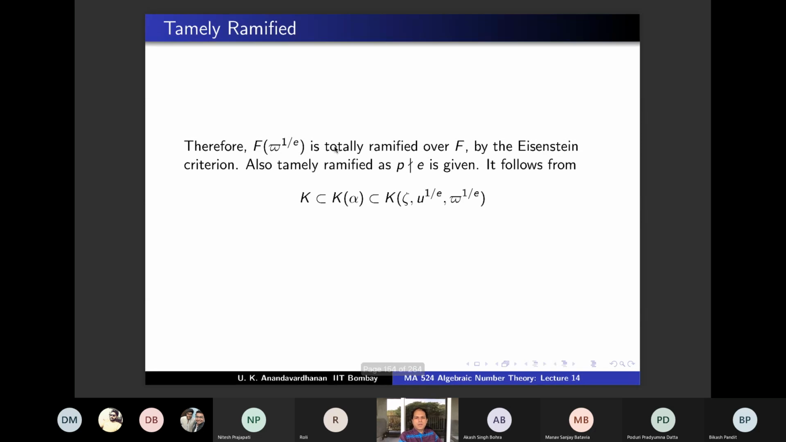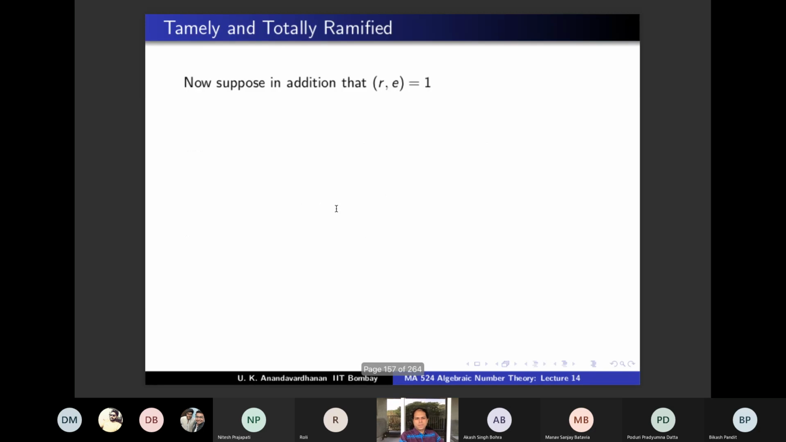So we are done, because we have K contained in K(alpha) contained in this, and what we just showed is that this has ramification index E. Therefore, the ramification index of K(alpha) will be a divisor of that. And since E is not divisible by P, P cannot divide the ramification index of this. So K(alpha) over K is tamely ramified. Okay, so this is the reason.